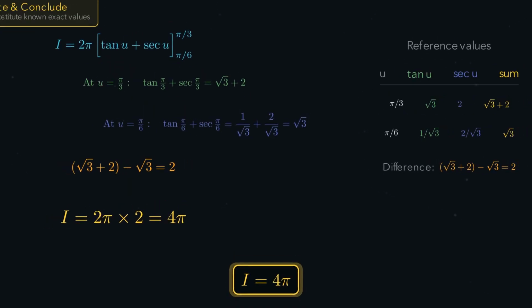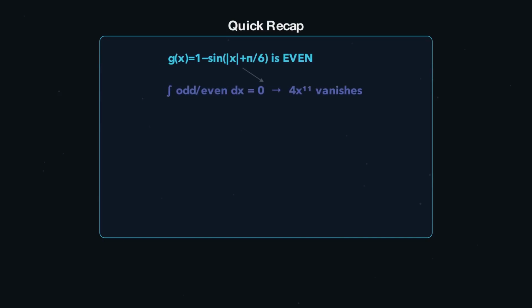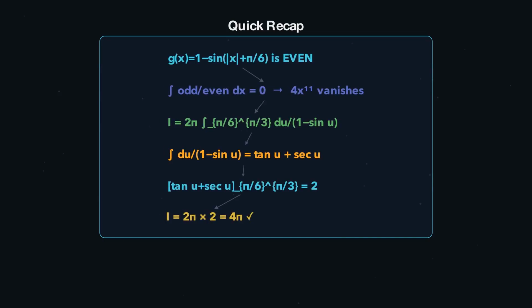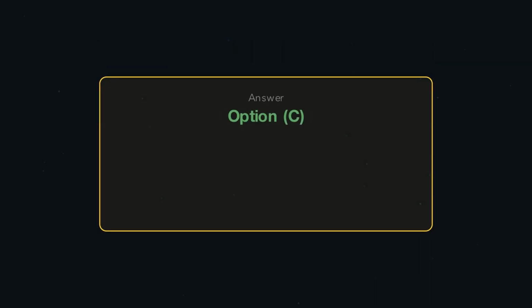Evaluating tangent plus secant from pi sixth to pi thirds gives us 2. Multiply by 2 pi, and we get 4 pi. The answer is option 3.